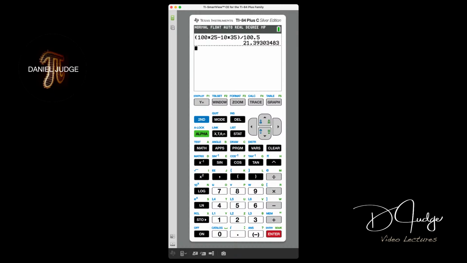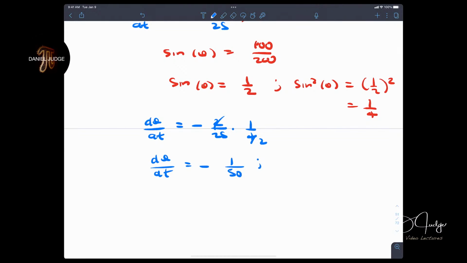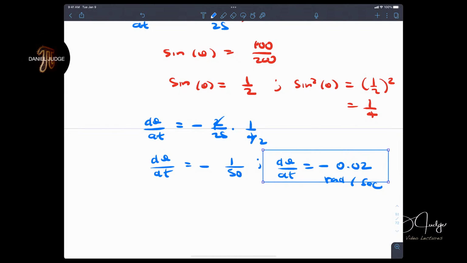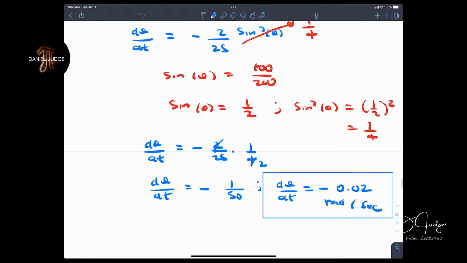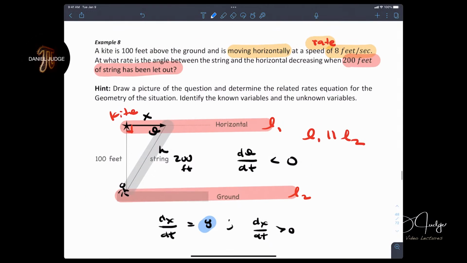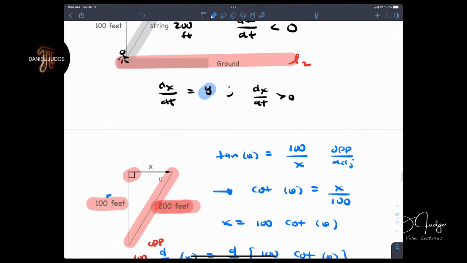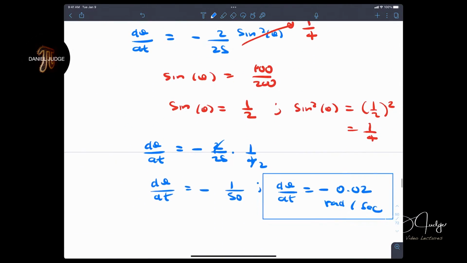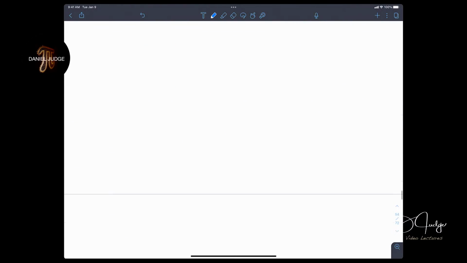So if I go to the TI now, and I put minus 1 divided by 50, this is a numerical value. That's minus 0.02. So that d theta dt is decreasing, and this is in radians per, I guess they put this in seconds here. Radians per second, ladies and gentlemen. And that's one of my favorite kite questions that I look at in a related rate situation. It's radians, real number value.